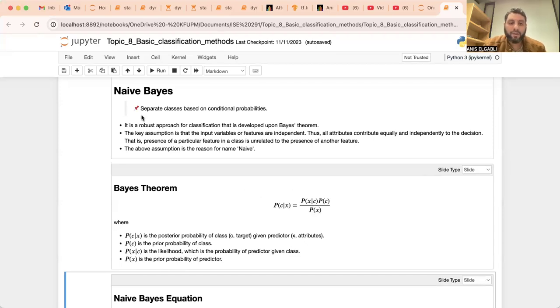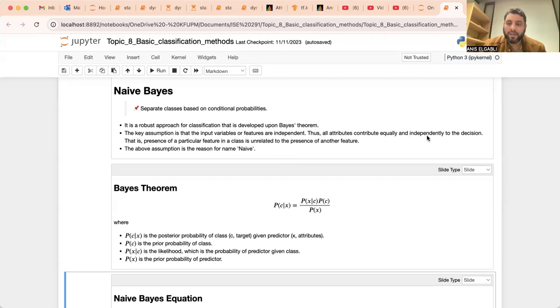So the word naive comes from the assumption we make that all of these different features are totally independent. They are not dependent on each other, and so they contribute equally and independently to the decision. And that may not always hold in practical examples. So if that holds, we will get good results. If that doesn't hold, the results may not be so great. We can always test the generalizability of the model on our training data samples.